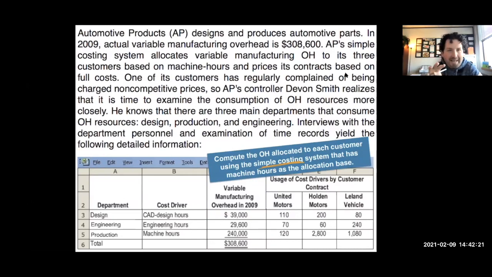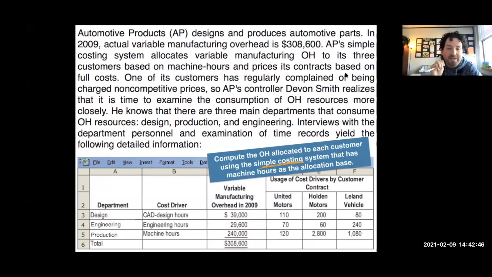Again, we did this last time. Once we learn something new, it's really hard sometimes to go back and do it the old way, but we still need to know how to do it both ways. So again, simple costing is using machine hours as its one allocation base. Under simple costing, how many rates will we have? One rate, right?